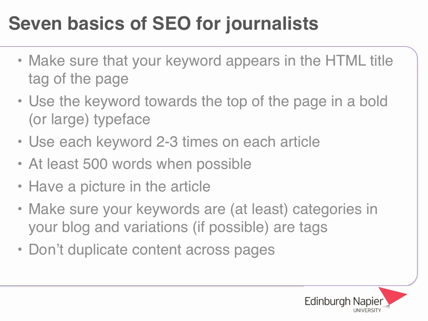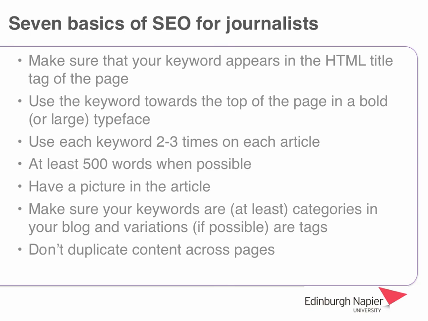The main basics to keep in your mind though, and it comes back to once you know your keywords, the main basics are make sure that your keyword appears in the HTML title tag of the page. That's where Google gets the starting information from. Make sure the keyword is at the top of the page in a bold or a large typeface in a heading of some sort. Use the keyword 2 to 3 times on each article. Now, be very cautious with that, because if you use it too many times, Google penalizes you.